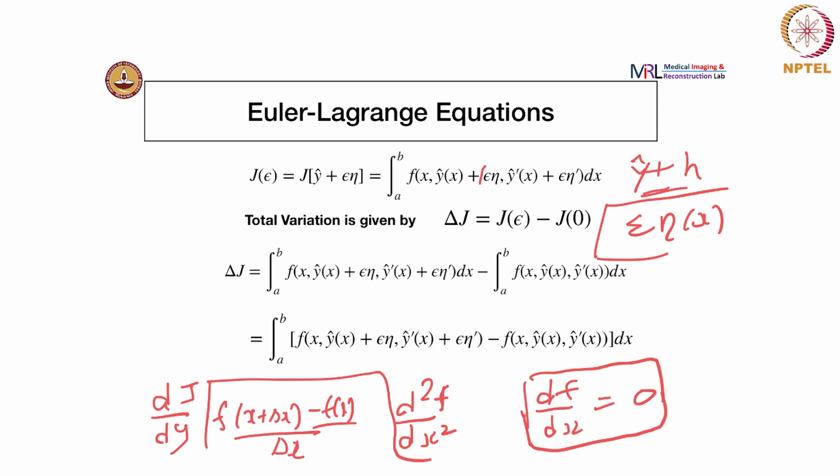So this way you can perturb around y hat, right? You can perturb around y hat and see how this changes. So now J is strictly a function of epsilon. Why is that? Because y hat is fixed.